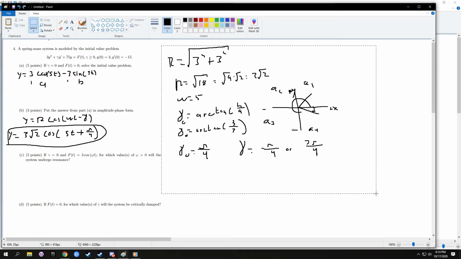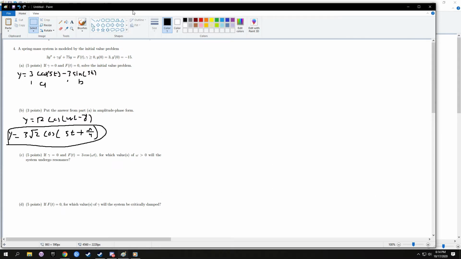Okay, now the next question. It's tricky at first, but it's very easy, just like this question. I found my homogeneous equation right here. I'm not going to have the 3's there. I'm going to put y homogeneous equals c1 cosine of 5t plus c2 sine of 5t. Okay, that's my homogeneous equation. That's like step 1.